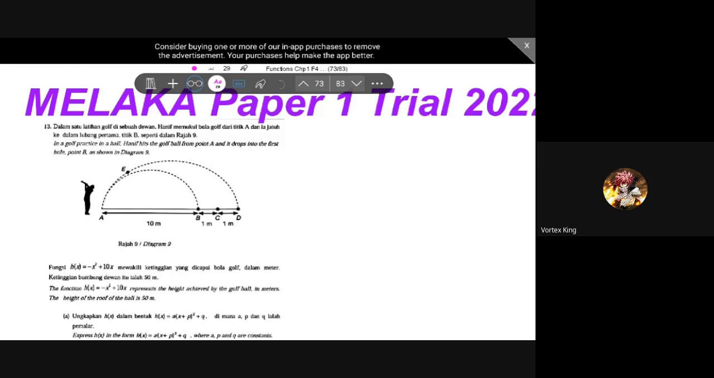Okay, so look at the question first. In a golf practice, Hanif hits the golf ball from point A and drops into the basket at point B. So you can see it is in the shape of a quadratic, right? If the shape is like this, is A more than 0 or A less than 0 for a quadratic?